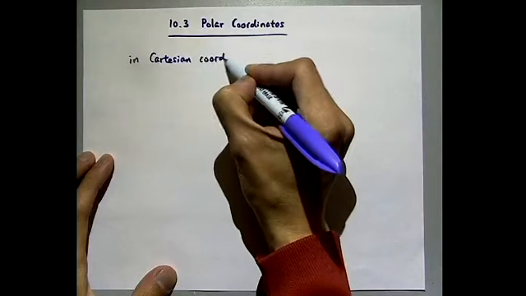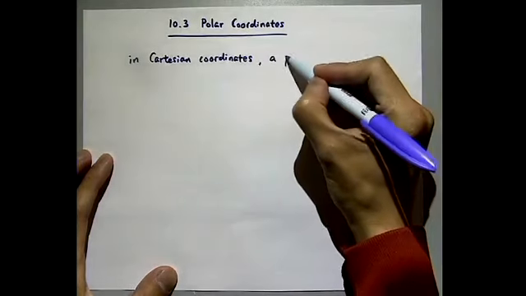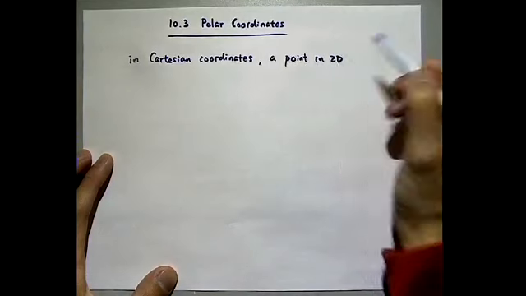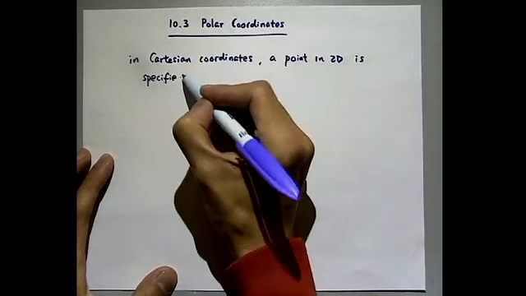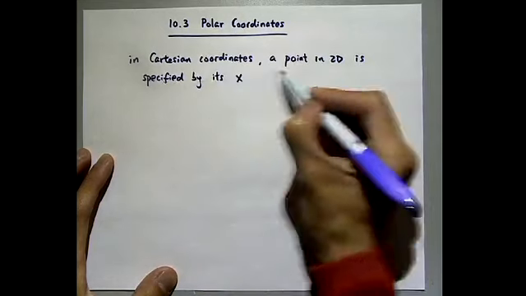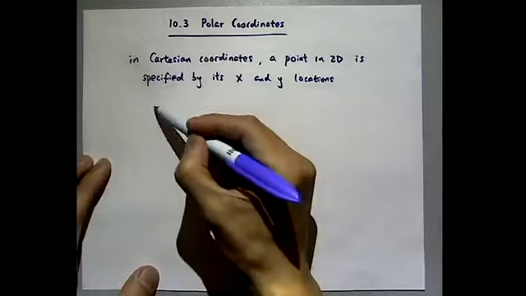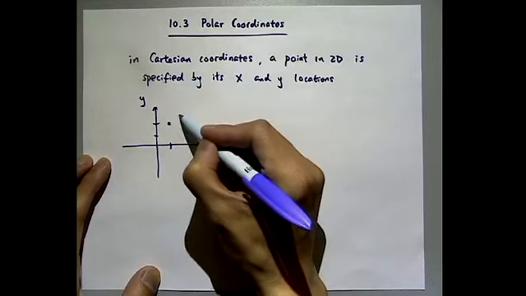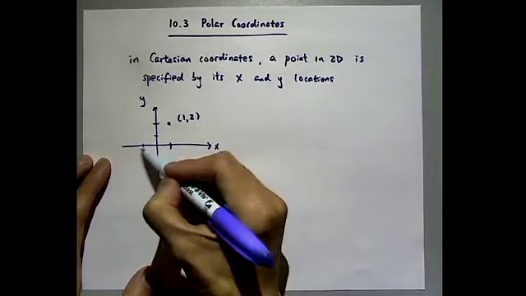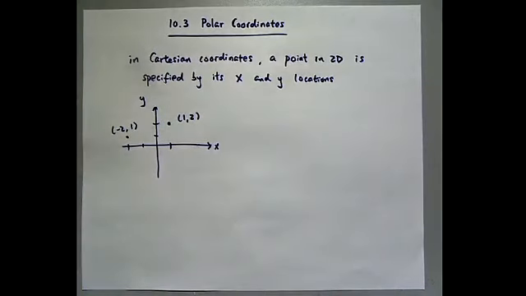In the usual Cartesian coordinates, we specify a point by telling what the x is and what the y is in 2D. In 2 dimensions. And 3-dimensional is the same thing. So a point in 2D is specified by its x and y location. So we know when we say (1, 2), we're talking about this point right here. When we talk about (-2, 1), we're talking about this point right here. Okay, so it's a very simple system, and we're very used to it.